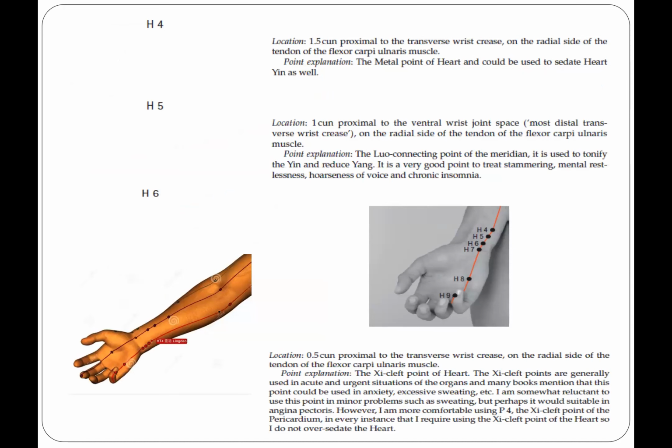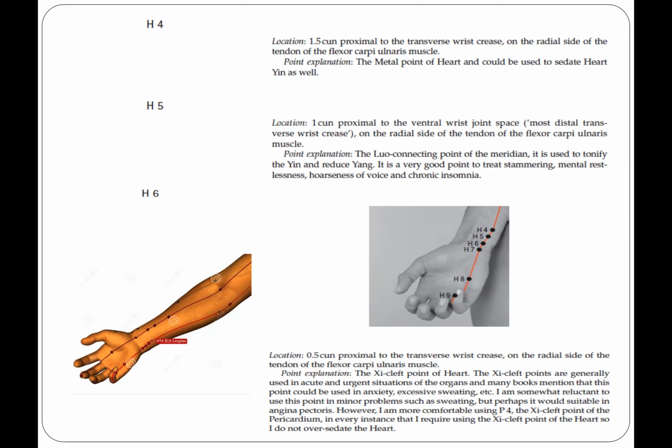Heart 4 is located 1.5 tun proximal to the transverse wrist crease on the radial side of the tendon of the flexor carpi ulnaris muscle. Heart 4 is the metal point of the heart and could be used to sedate heart yin as well.